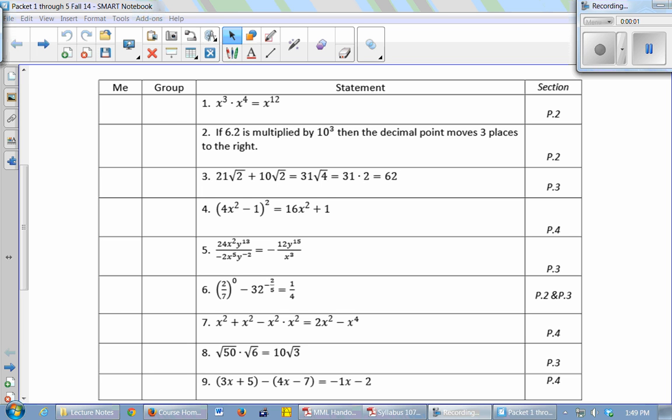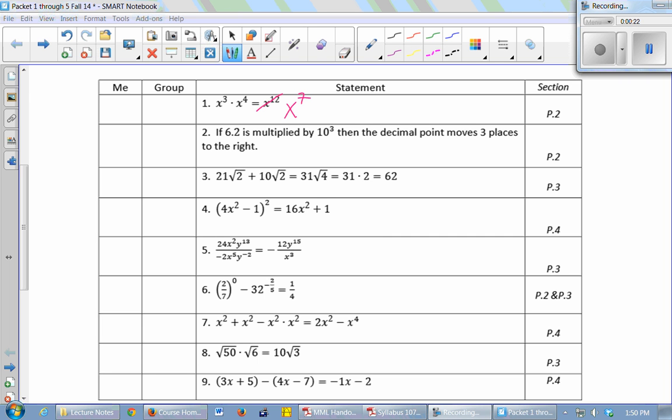Look at the answers around the room for number 1. We've got false, false, false, false, false, false. Great. Everybody agrees this is false. What is x cubed times x to the 4th actually equal? X to the 7th. Yeah, when you're multiplying like bases, you add the exponents. This is actually x to the 7th.